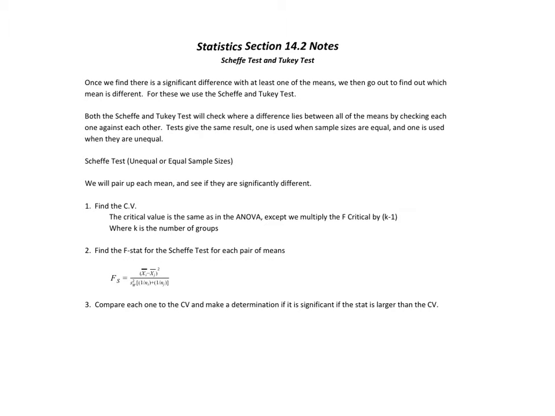Okay, in section 14.2, we're going to look at what happens after you reject the ANOVA test. So if you reject an ANOVA test, then what you know is that at least one pair of means is different. But the question is, which pair is it?